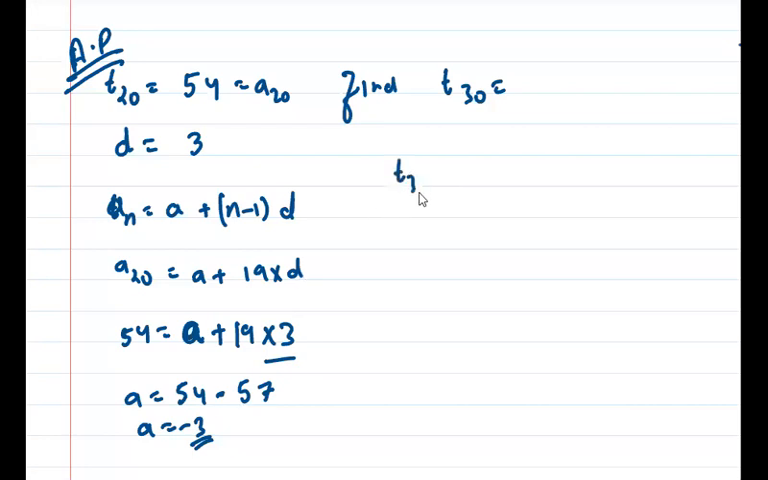So T30 is equal to what? A plus 29d. Now easy: minus 3 plus 29 into 3. Got it everyone? Very good. So the answer is 84. Clear?